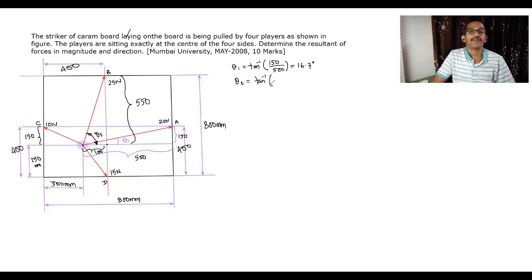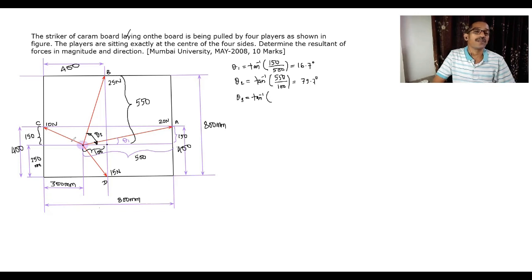Opposite is 550 and adjacent is 100, so theta 2 is tan inverse of 550 upon 100. We find this value is 79.7 degrees. Just try to understand how to find the inclination. For that, distances are important. Once we get the distances, finding the inclination is easy.